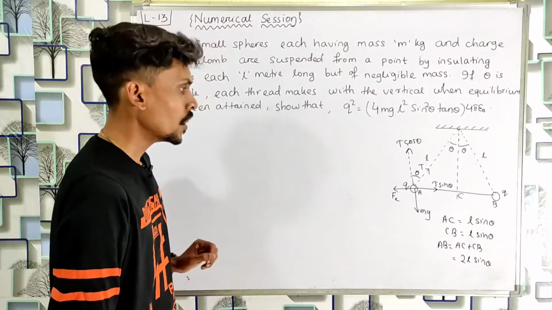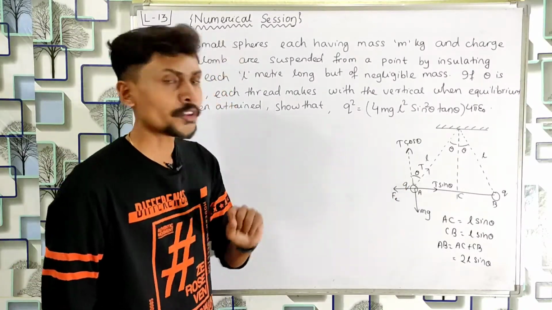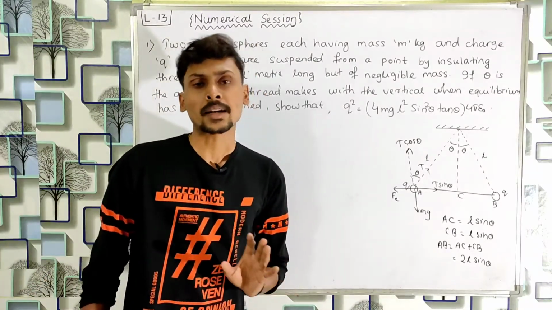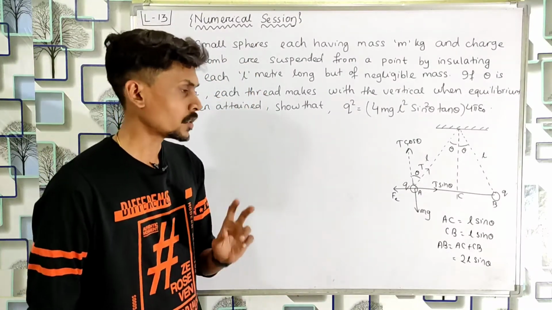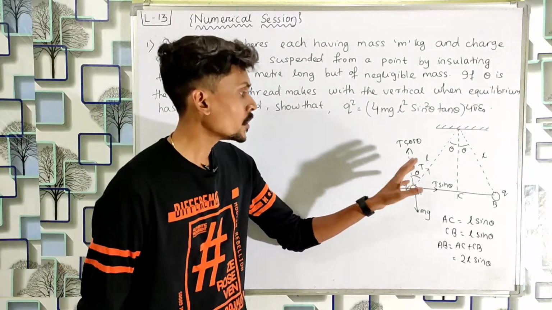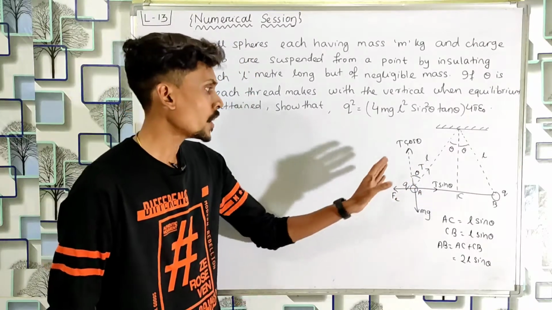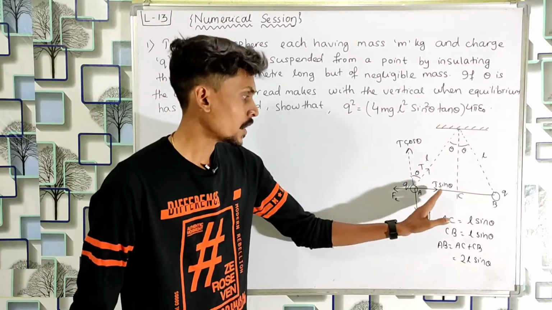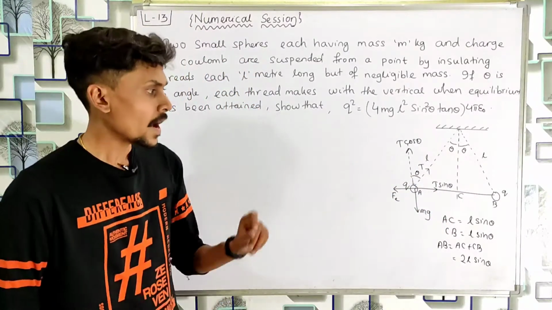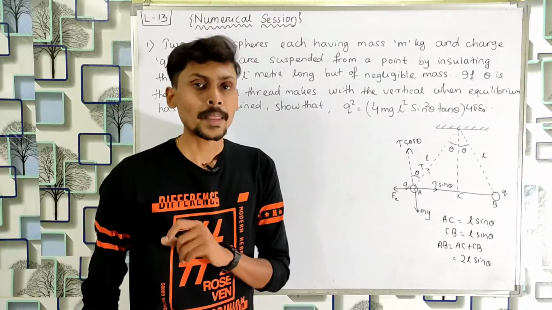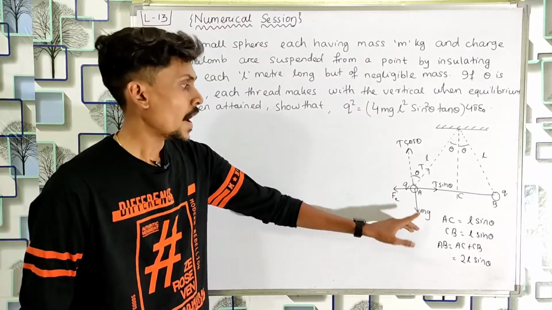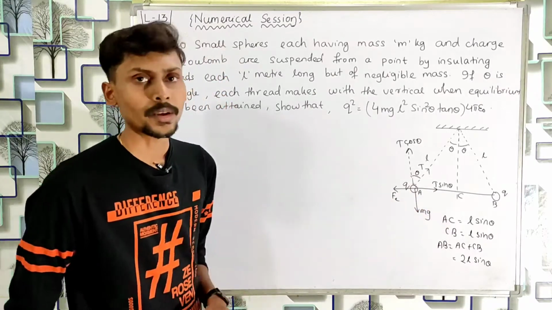Is that clear? So if you look at the free body diagram, you can see that there are four forces acting on the sphere. Actually there are three forces, but after resolving the tension force, I will get four forces: T cos theta, Fe, T sin theta and mg. And since the net force is 0, it means T cos theta will balance mg and T sin theta will balance Fe.